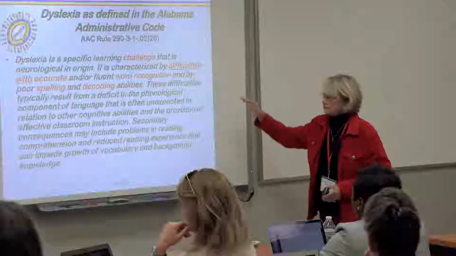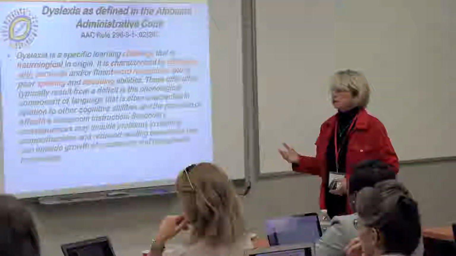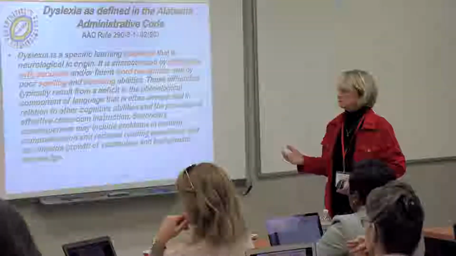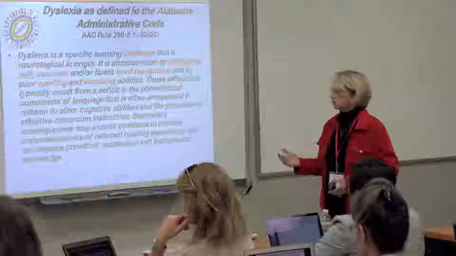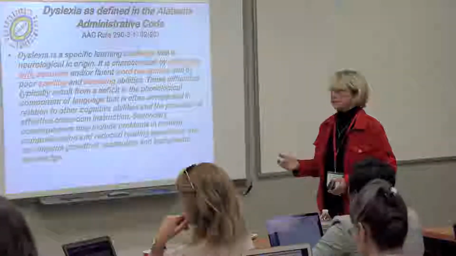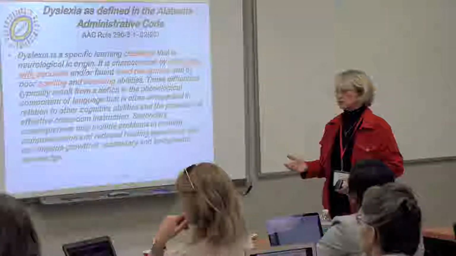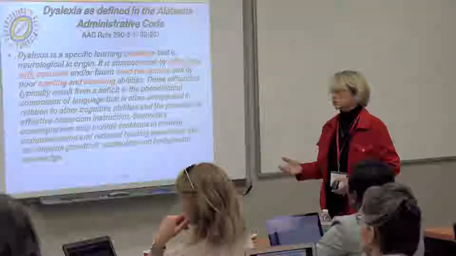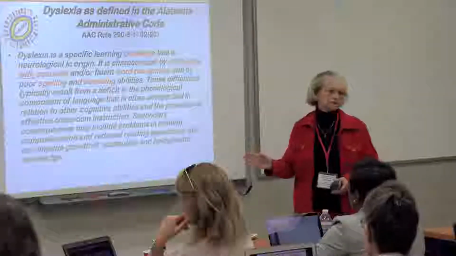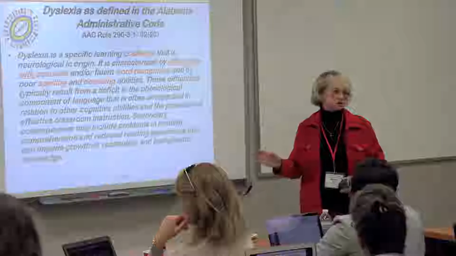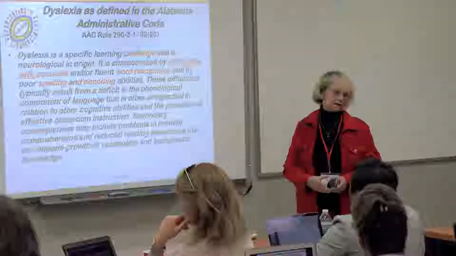All right. The definition goes on, of course, and says, these difficulties typically result from a deficit in the phonological component of language that is often unexpected in relation to other cognitive abilities and the provision of effective classroom instruction. Secondary consequences may include problems in reading comprehension and reduced reading experience that can impede growth of vocabulary and background knowledge. That's been the definition of dyslexia since the early 2000s. Okay, that's when that definition came out, except for the word challenge.